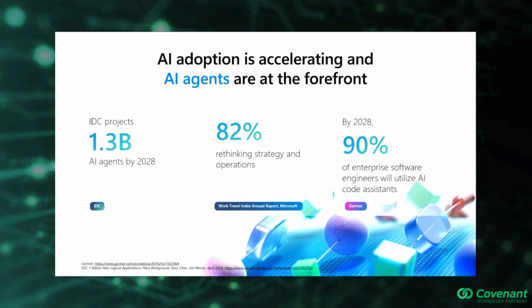So you can see a few numbers here. According to Gartner projections, there'll be about 1.3 billion AI agents by 2028. It's estimated that 90% of enterprise software engineers will be utilizing AI code assistance by 2028 as well. I imagine that is already pretty close to that now, so I see that number being a lot higher. But clearly, establishing that firm foundation to set yourself up for success as things are rapidly evolving is critical in today's landscape.